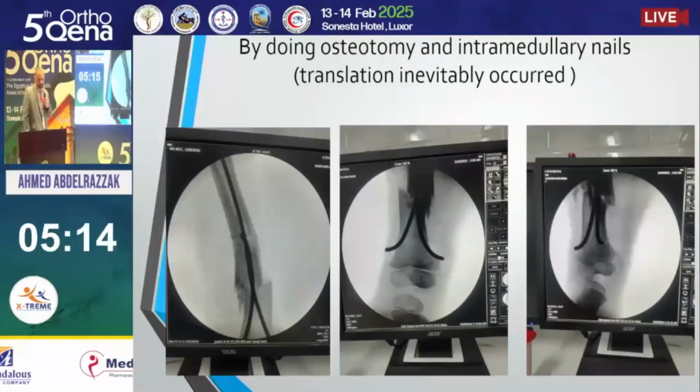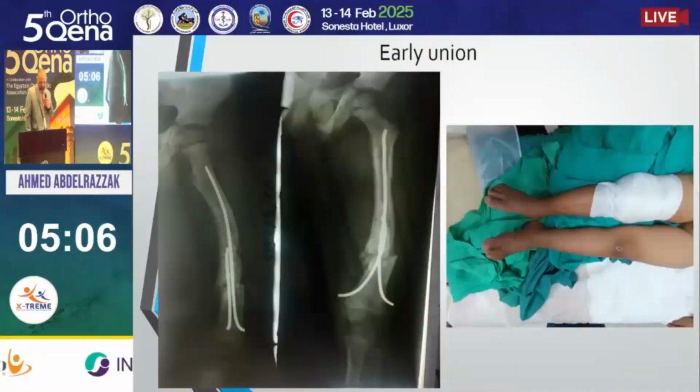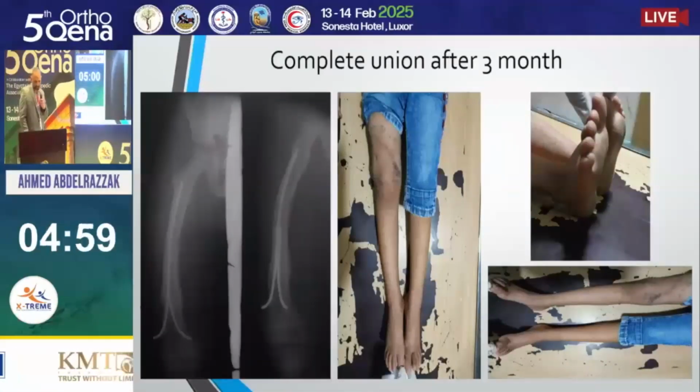by doing osteotomy and intramedullary nails. Translation inevitably occurred, and this is the early union with correction of the deformity and the limb length. This is complete union after 3 months.